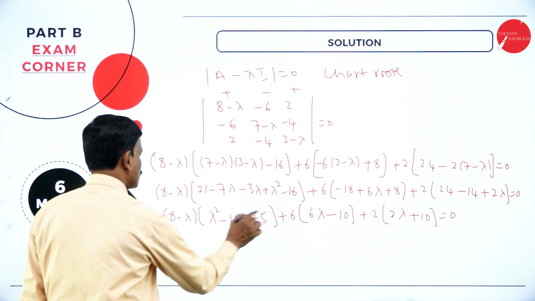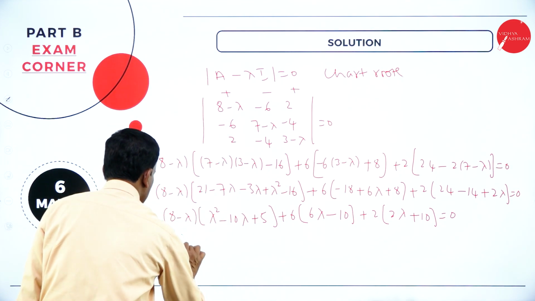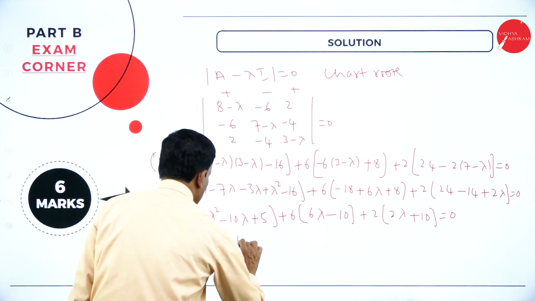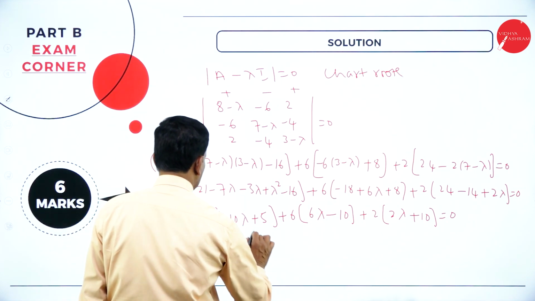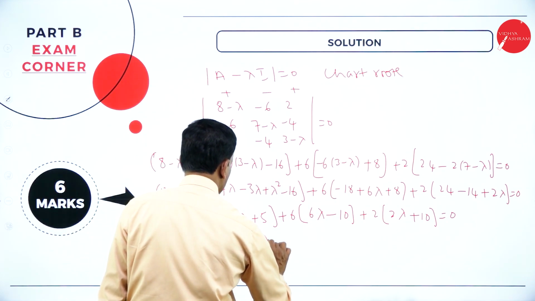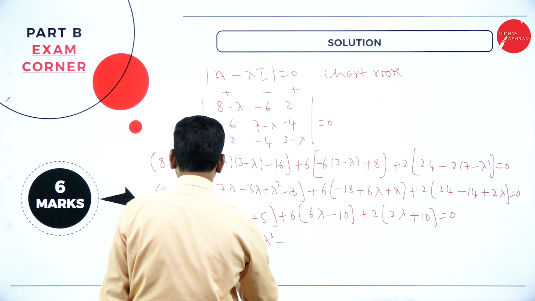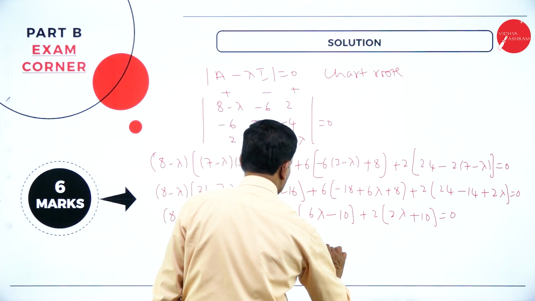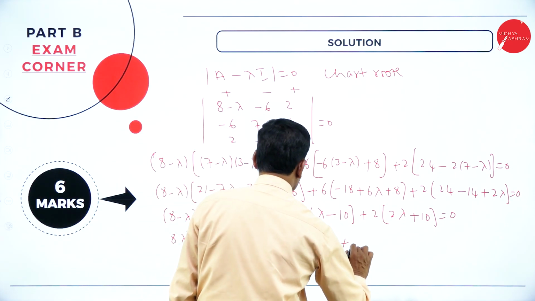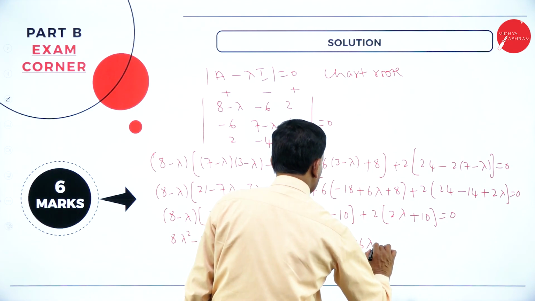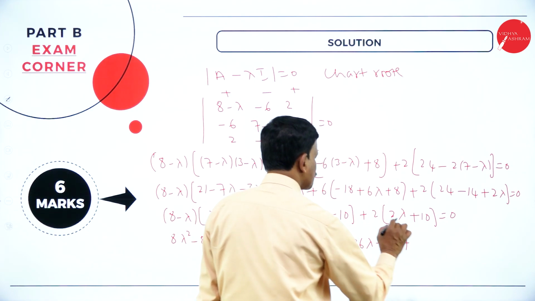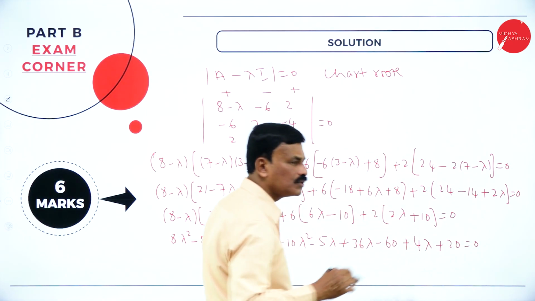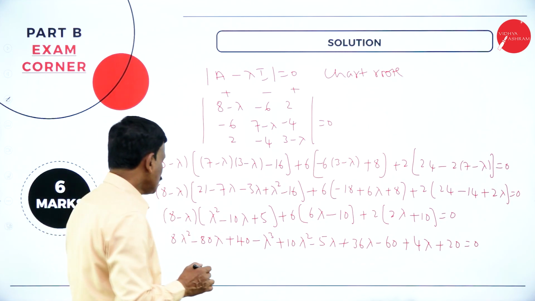Now simplify this, now multiply by 8. So 8 lambda square, 80 lambda, plus 8 into 5 is 40, again multiply by minus lambda, lambda into lambda square is lambda cube, minus into minus plus 10 lambda square, minus into plus it is minus 5 lambda, plus 6 6s are 36 lambda, minus 60, again plus 2 2s are 4 lambda, plus 2 10s are 20 is equal to 0. Now simplify, you will get the answer.